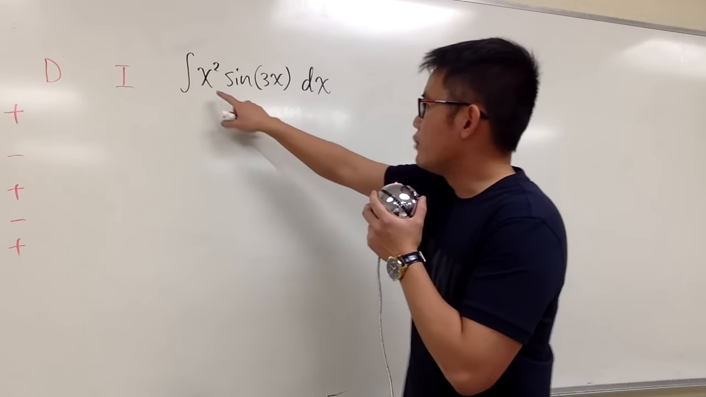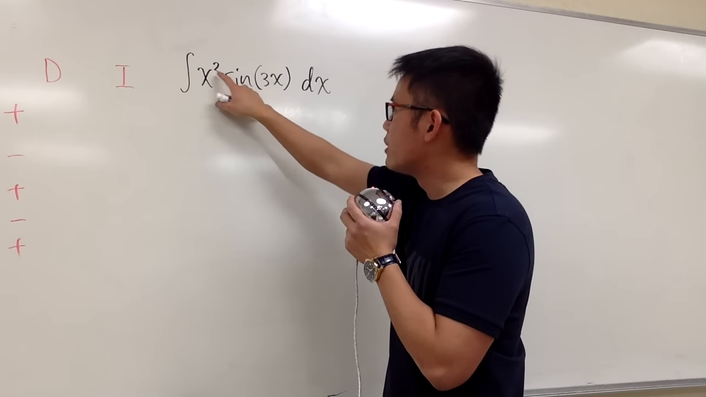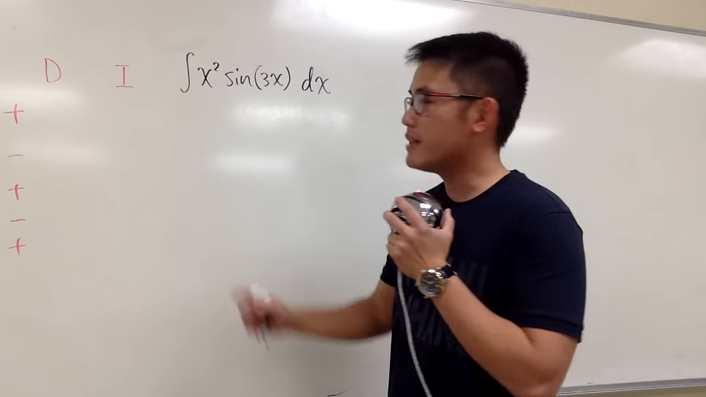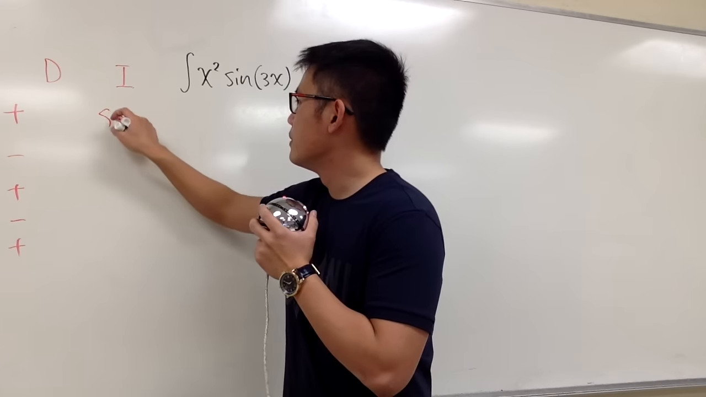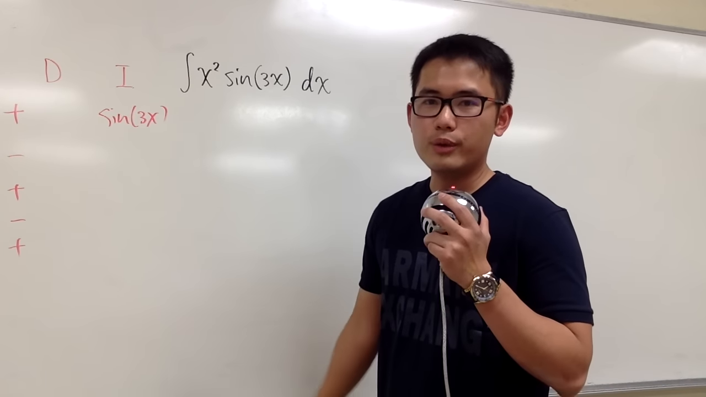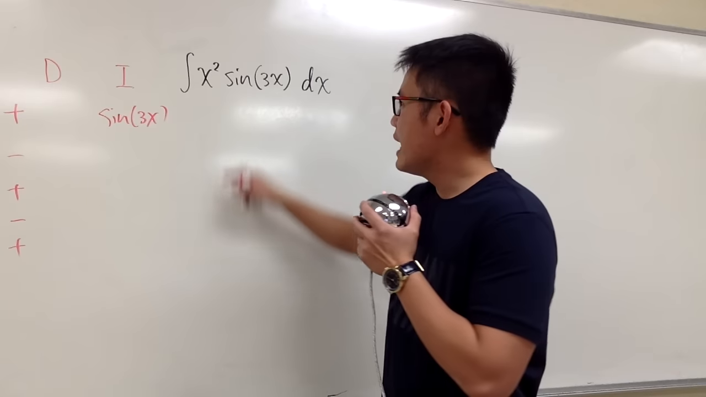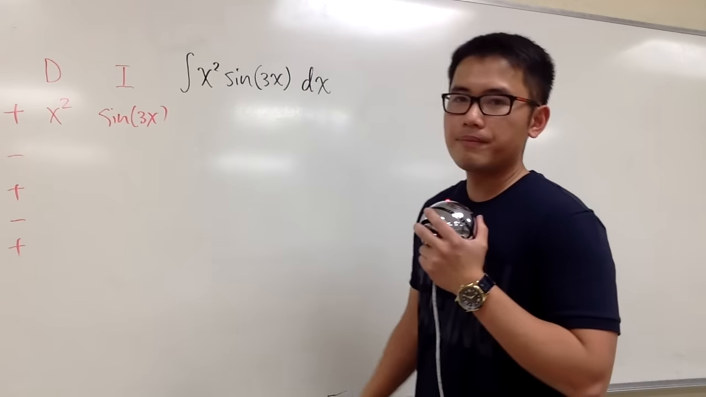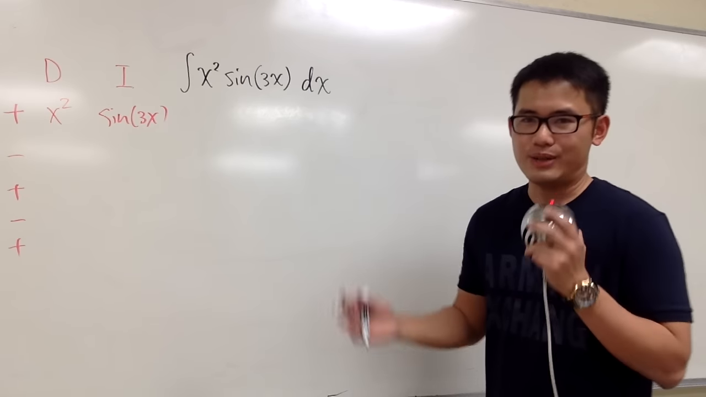All right, we have two functions, x to the second power times sine of 3x. And let me tell you, we are going to integrate sine of 3x. First of all, we know this is doable. We can totally integrate sine of 3x, right? And then I will just differentiate x to the second power. And now let's just get to work.